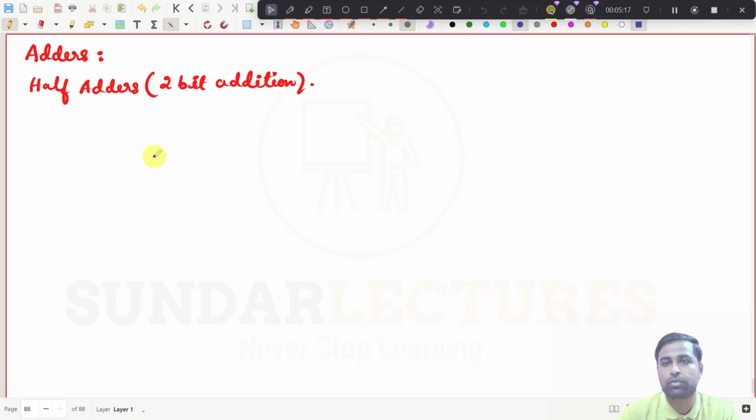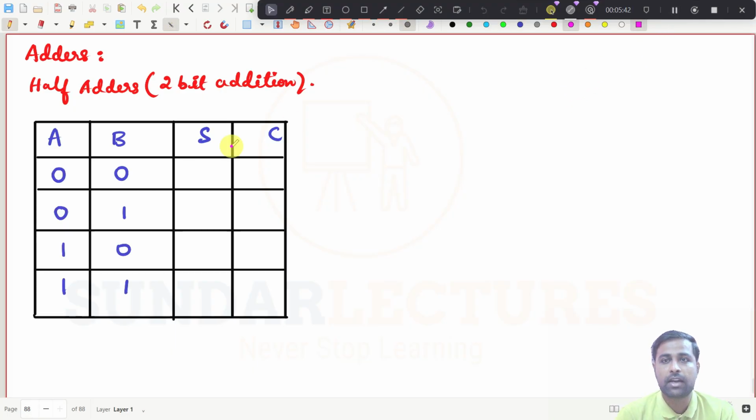Maybe I will write the truth table now. How will you write the truth table? This is A, this is B. And for an adder, what will be the outputs? It will be sum and carry. If you add any two numbers, you will have some value and then you will have a carry. So I will write it as sum and then carry. If it is a two input system, I will draw the tabular column. Now you look into this one. If you add these two, what will you get? 0 plus 0. Obviously it is a 0.